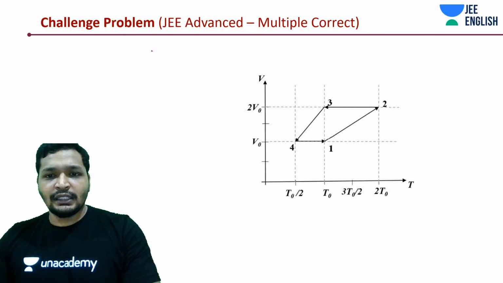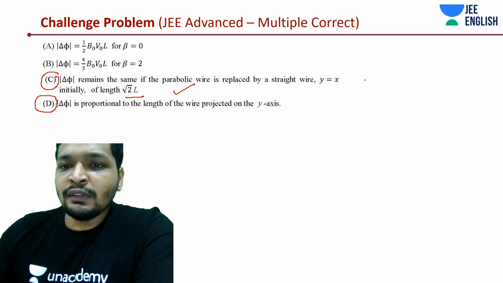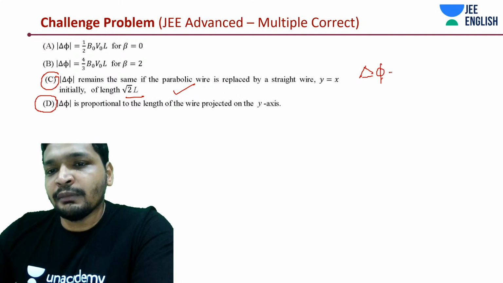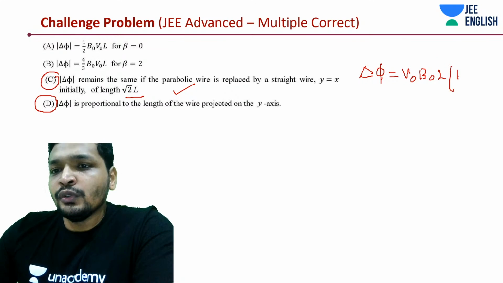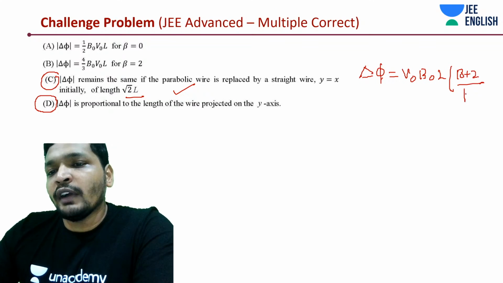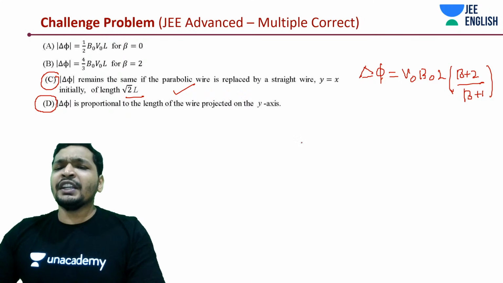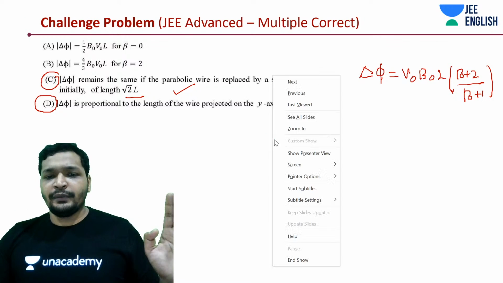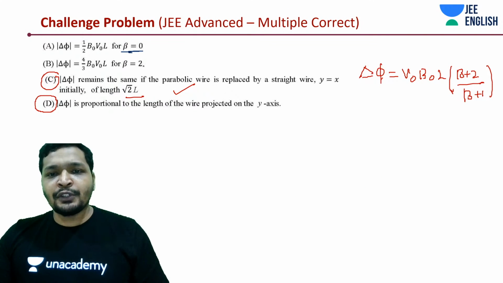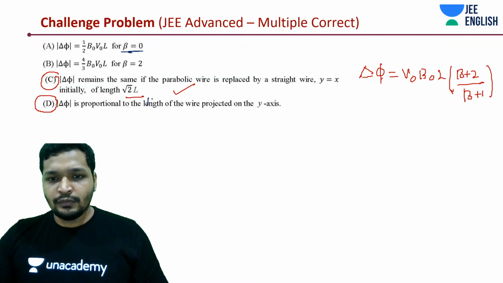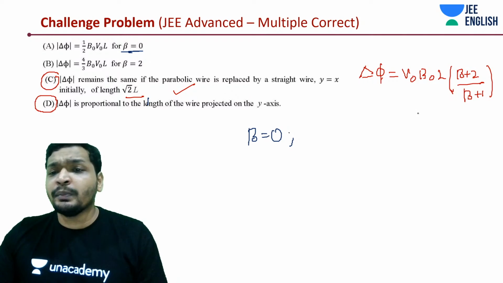Do we have separate sections for it? No. Okay, let's analyze it. Just a moment, guys. So what was the value of del phi that we got? Something V naught B naught L into beta plus 2 divided by beta plus 1. All we need to do is substitute the value and work it out. So if I substitute beta is equal to 0, what would be the value?